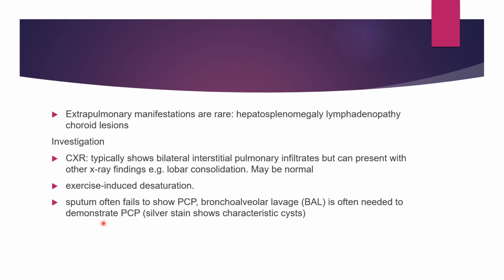And sputum examination also sort of fails to show PCP, so we have to do a bronchoalveolar lavage to demonstrate the PCP organism, where there will be silver staining of the cysts of PCP. So bronchoalveolar lavage is needed to diagnose, and exercise-induced desaturation is very important. And even if this is not given directly, they may give you ABG, which is showing hypoxia, but the chest X-ray is normal. It can be given in that way also.